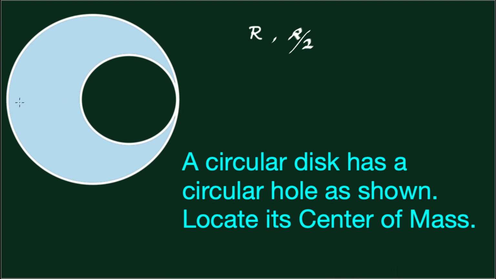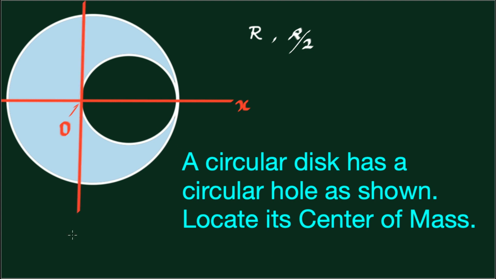Straight away you can see from symmetry that the center of mass of this remaining part of the disk after the hole has been removed lies along the line joining the center of the original full disk and the center of the hole. So let us say this is the center of the full disk. Let's call this point O, and we'll make that the origin of our coordinate system, and let's call this the x-axis. When you want to find the center of mass, you will always need a coordinate system. Of course, the y-coordinate of the center of mass is going to be 0.